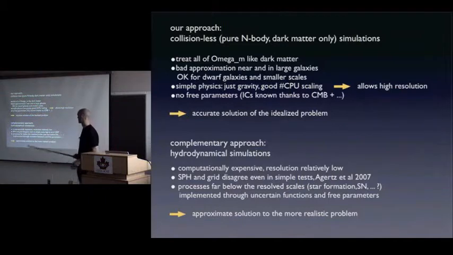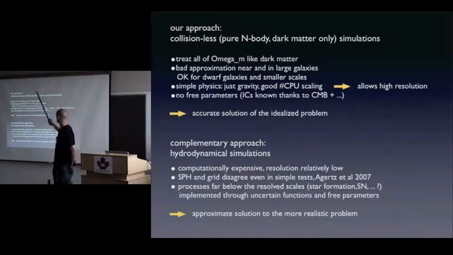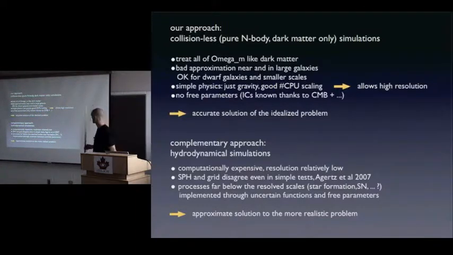So our approach to simulating structure formation is so-called collisionless or pure N-body or dark matter only simulations. So the big approximation here is that we just treat all of the omega m like dark matter. So we ignore that about 1/6 of this is actually baryons. We just treat everything like collisionless dark matter, which is of course a bad approximation near large galaxies and inside large galaxies, but it's okay for dark matter dominated systems like dwarfs. And of course, it's fine on even smaller scales where the halos are thought to be completely dark. So there's only dark matter practically in there.